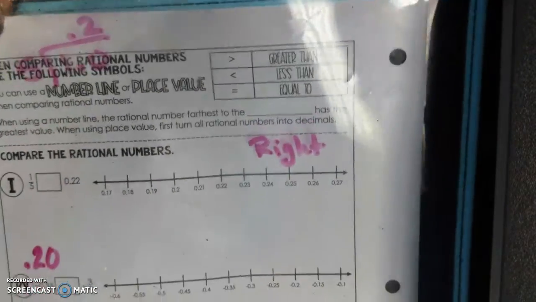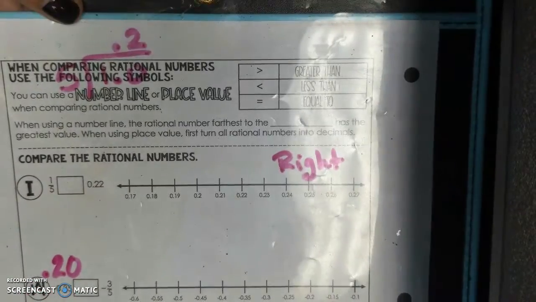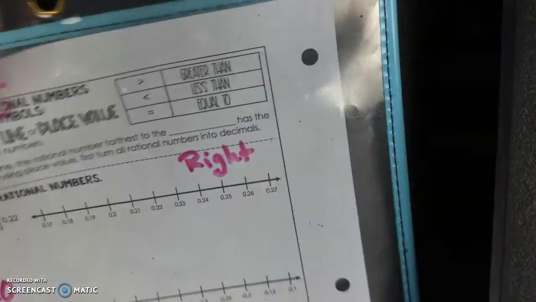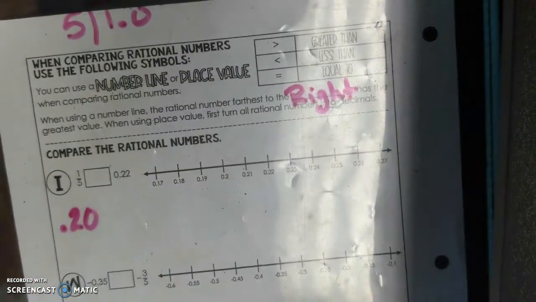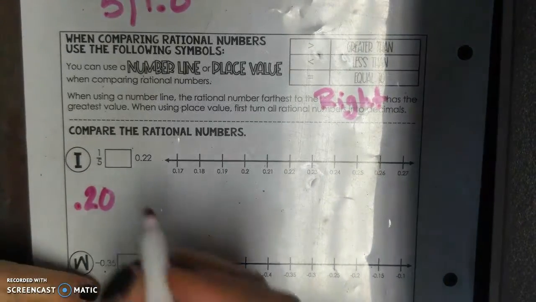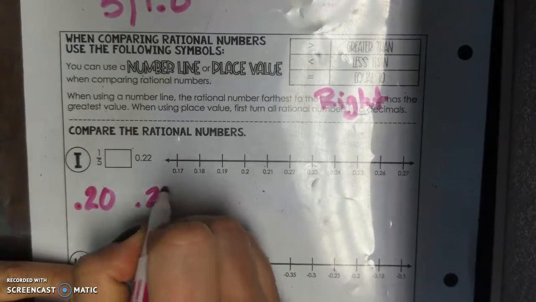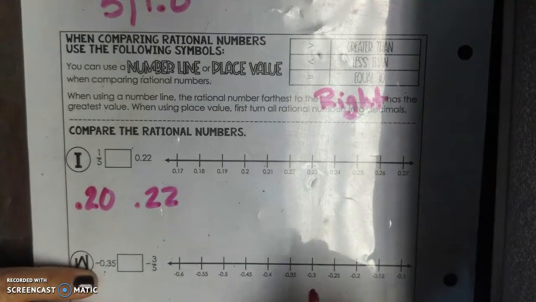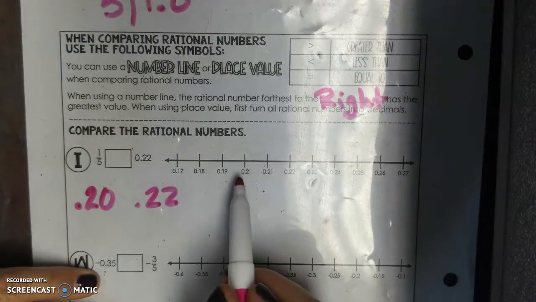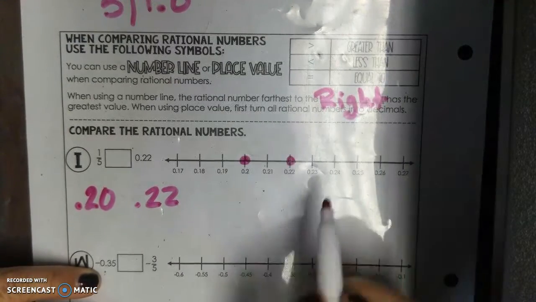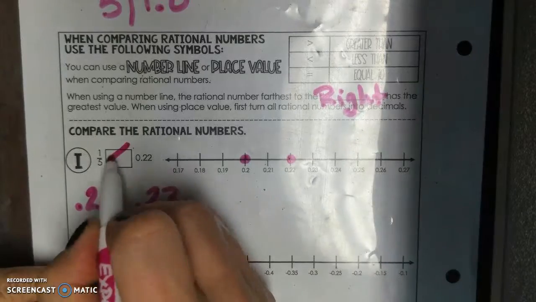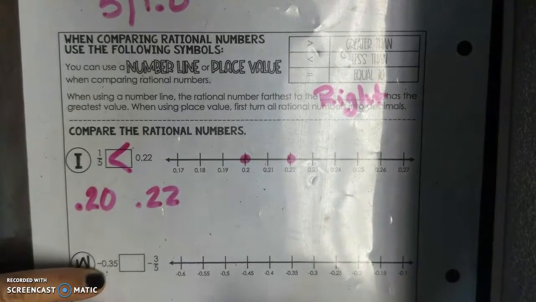Okay, so, right, there we go, doing that division. All right, so we are comparing 20/100ths compared to 22/100ths. Well, I can put that on my number line, right? 2/10 is the same as 20/100ths. 22/100ths would be right there. I can see that 22/100ths is greater than 1/5.